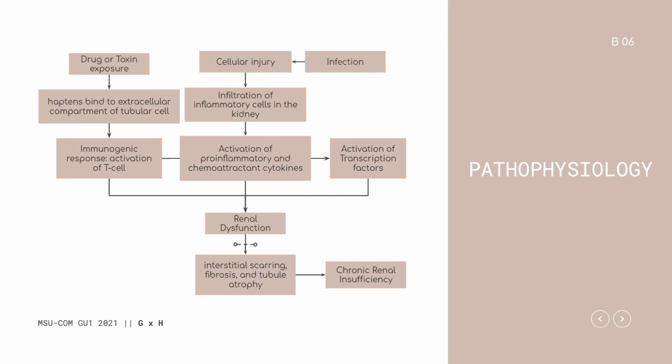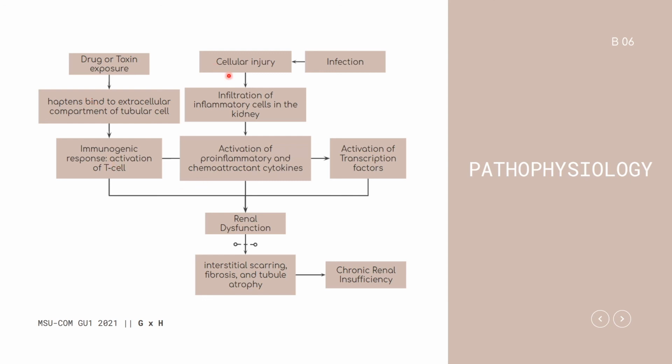This includes cellular injury that may be caused by infection of bacteria or viruses or other microbes, or it could be caused by ischemia. Another mechanism is the hypersensitivity to drug or toxin, wherein the drugs will act as haptens. So haptens are small molecules that bind to a larger protein to become immunogenic. So when the drug molecules bind to a larger molecule in the extracellular compartment of the tubular cell, it will elicit an immune response that will trigger the activation of T cells.